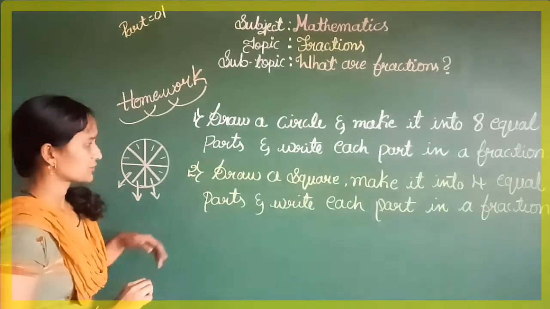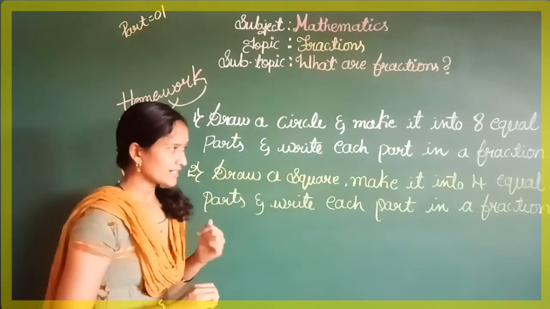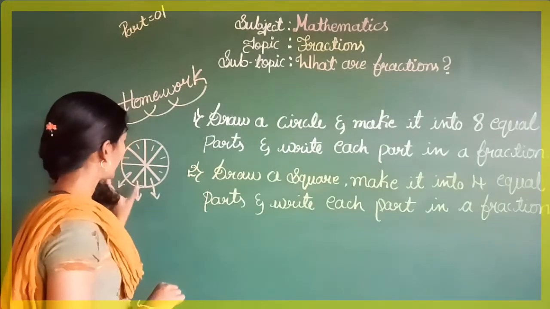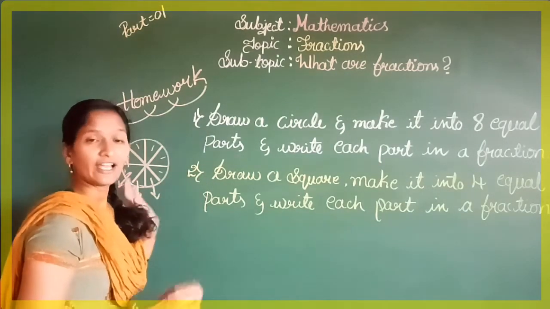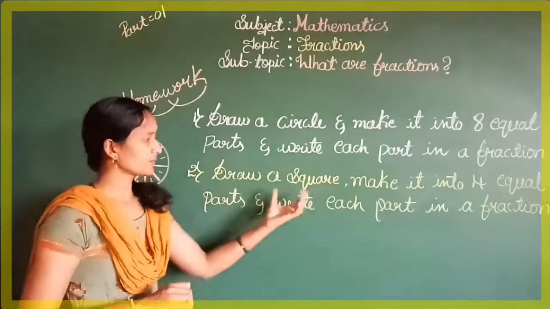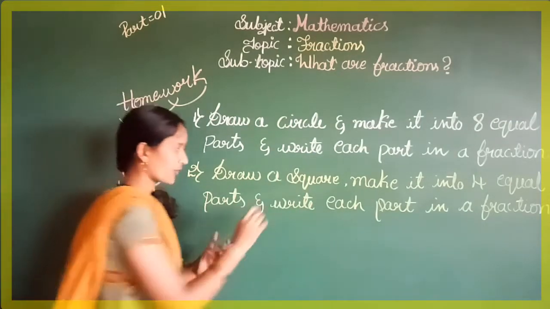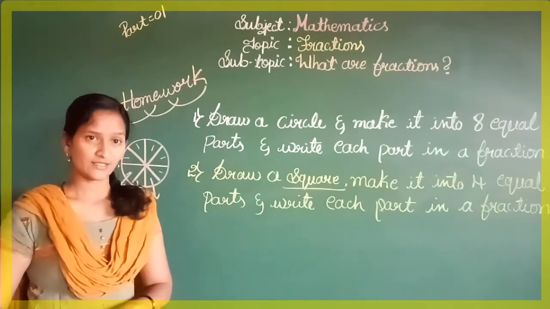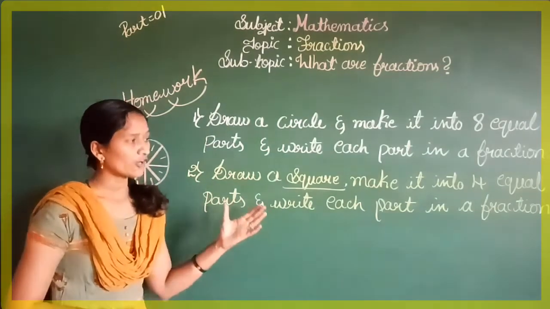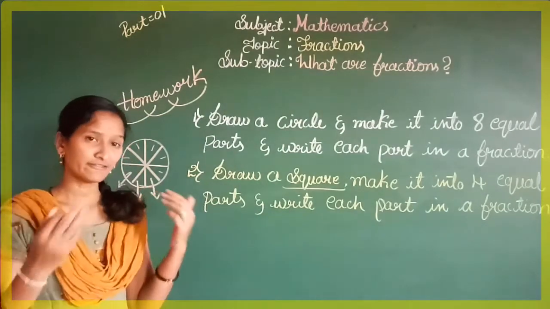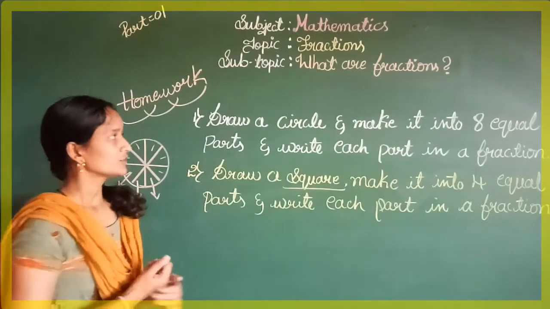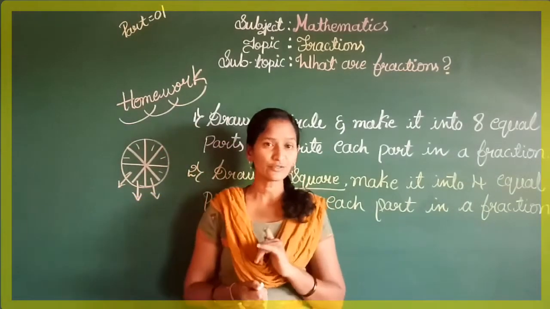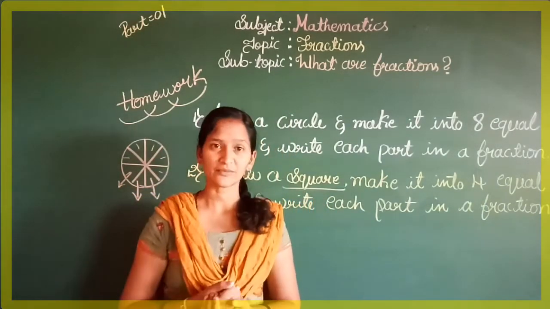Okay? The next one. Draw a square. Make it into 4 equal parts. So here I already showed it with a circle. In the same way you have to draw a square and make it into only 4 equal parts. Okay? And write down each part as a fraction. Okay, so this is your today's homework. You should complete this and send a photocopy to me without missing.